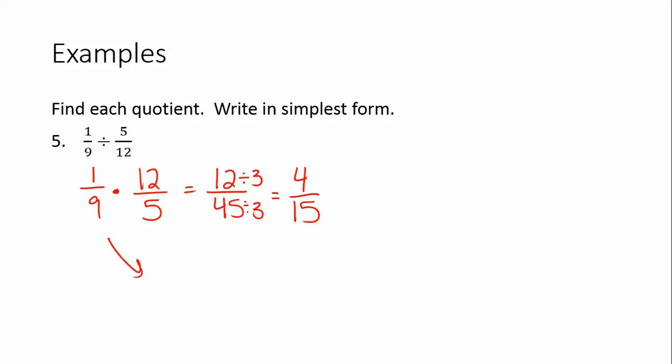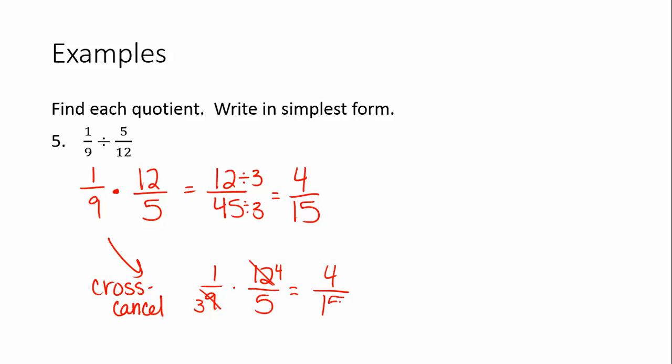Remember, if you're a cross canceler, if you're going to cross cancel, you would have had 1 over 9 times 12 over 5, and you would have done the reducing right here. 3 goes into 9 3 times, 3 goes into 12 4 times. Now when you multiply across the top, you get 4, and when you multiply across the bottom, you get 15. So it's still going to give you the same answer. It's just reducing within the problem instead of at the end.